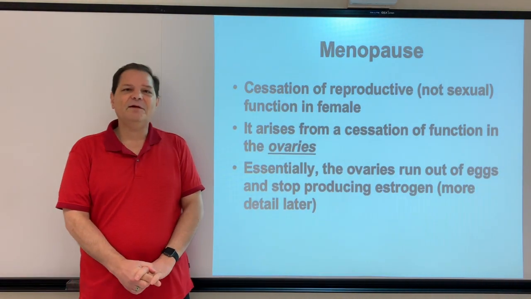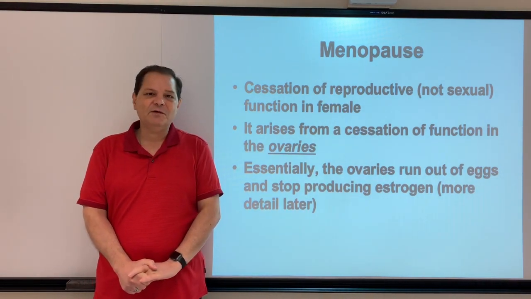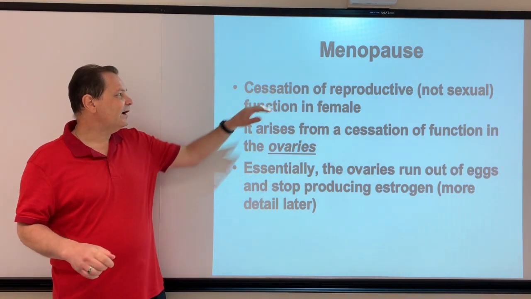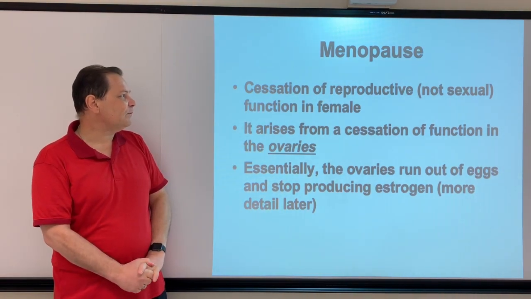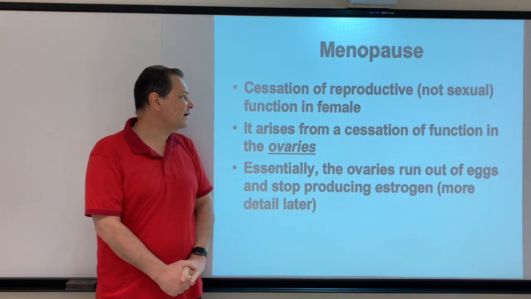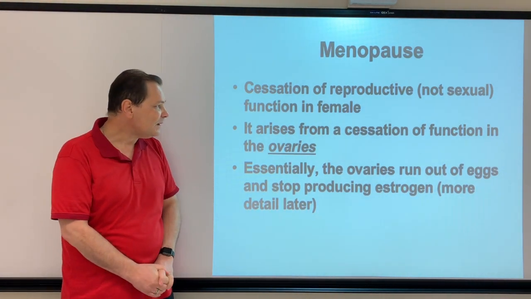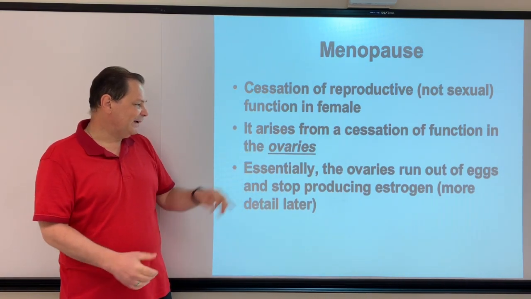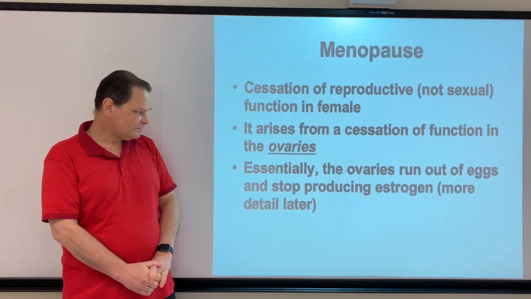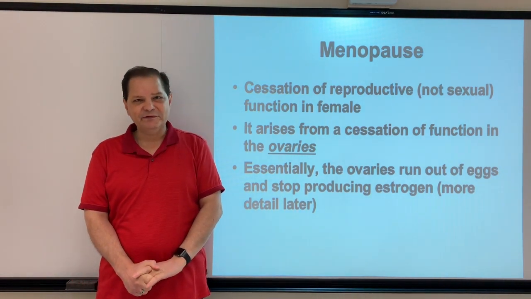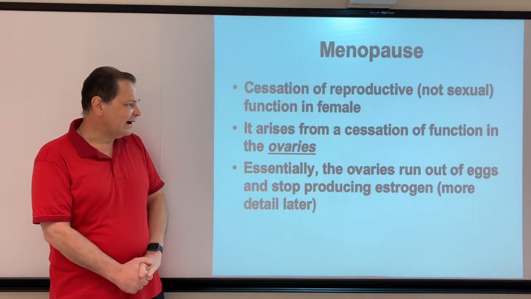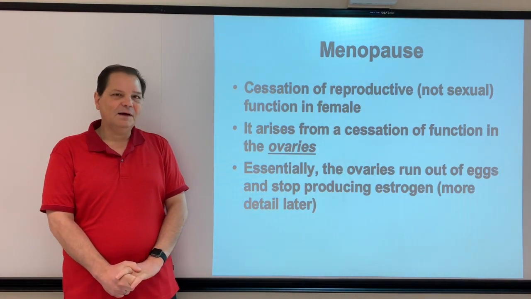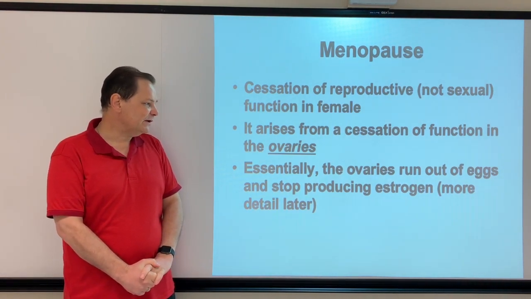Okay, let's talk very briefly about menopause. Again, we're going to focus on this as a clinical syndrome and life cycle. Menopause is the period where you get cessation of reproductive function in the female. It arises because basically the ovaries cease to function. Essentially what happens is the ovaries run out of eggs. And so when you run out of eggs, ova, in the ovaries, you stop producing estrogen, okay?